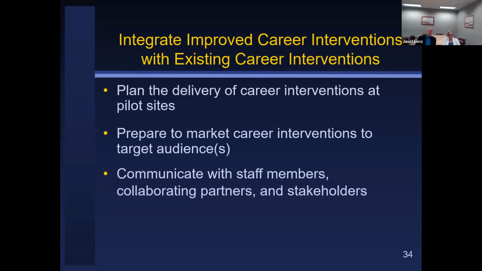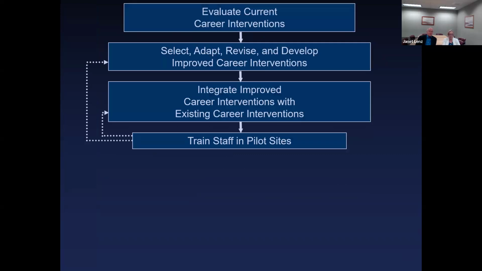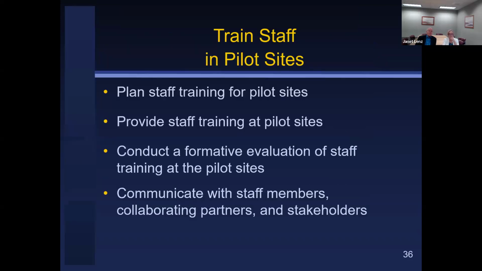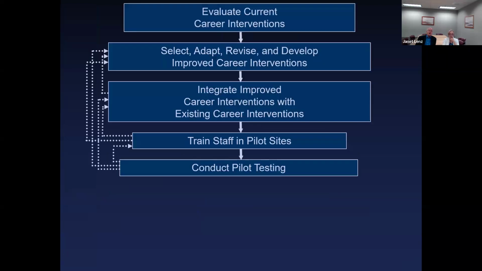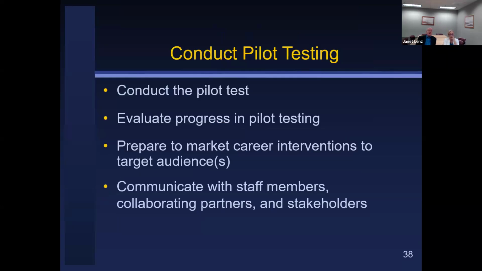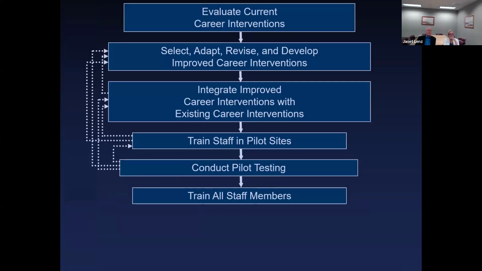And communication is always there. Then we're going to train people in either the pilot site or people who are doing the pilot testing. We're going to plan that training. We're going to provide that training, with formative evaluation of how well this staff training is working. Are we training on the right content, the right way? And we'll communicate our progress with people. After we've trained the staff, we'll actually do the pilot testing. Conduct a pilot test, evaluate our progress, work on our marketing and our communication to staff.